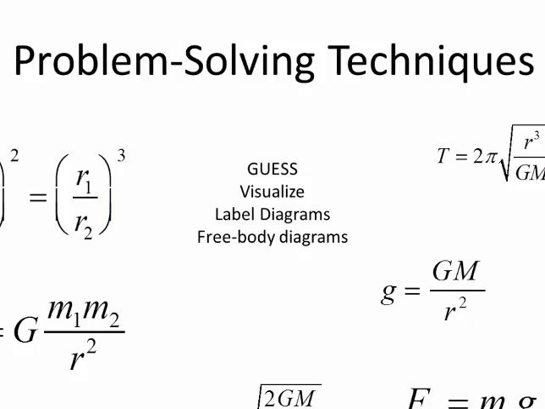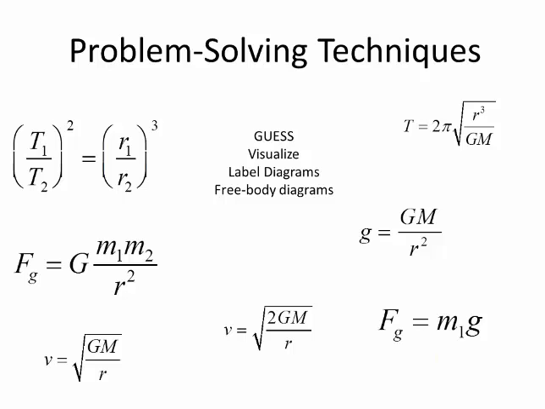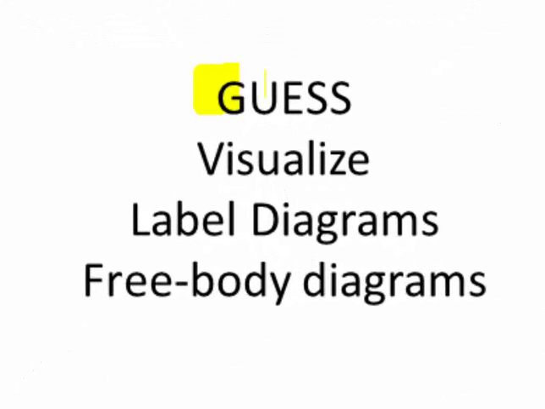This is problem-solving techniques, and we're looking at the gravitational chapter. The interesting thing with the gravitational chapter is we have all of these equations. Now, in terms of problem-solving techniques, all year long we've been using the guess method, and the guess method is truly valuable. It's going to help you figure out which equation to use.